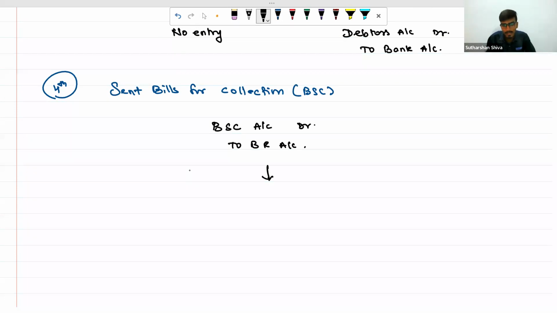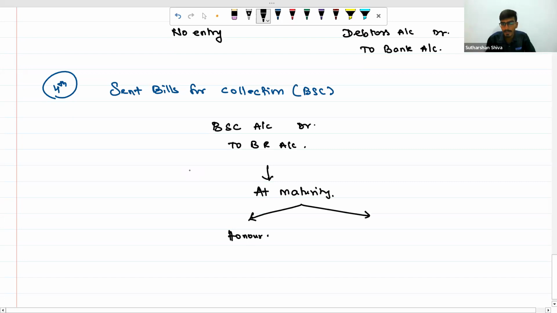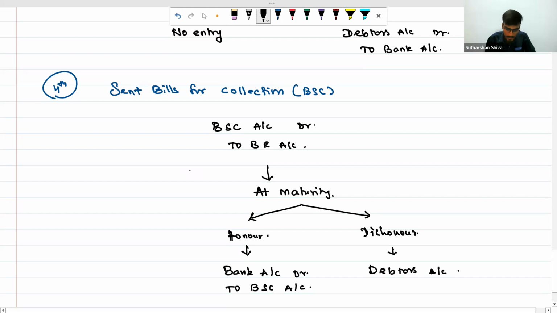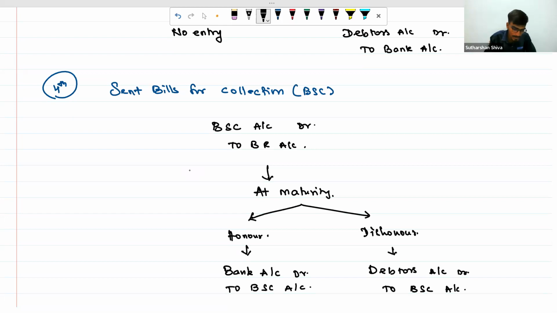At maturity, there will be two probabilities, as you know. One is honor, one is dishonor. On honoring the bill, I will pass an entry. I received my cash in my bank account, so my bank account balance will increase. The balance which I created in the bill account will cancel out. And if it is dishonored, I again create a reversal entry: debtors account debit to bill account.